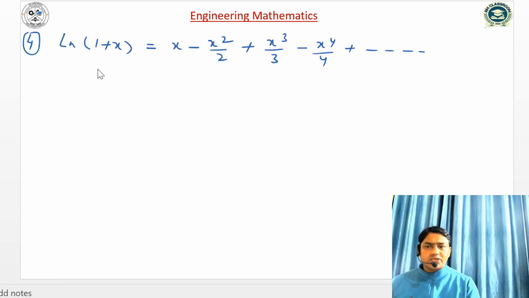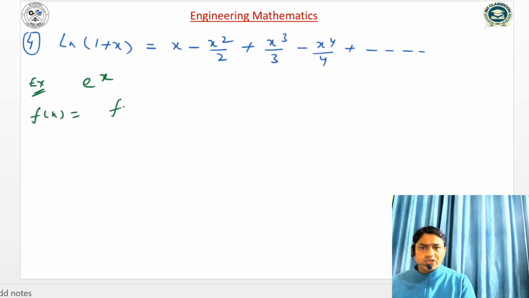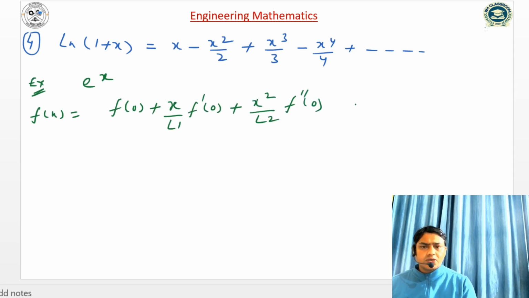Similarly, here the function is ln(1 plus x). ln(1 plus x) is x minus x square by 2 plus x cube by 3 minus x to the power 4 by 4. Now let us take an example of how it comes. I have taken e to the power x, and we have seen that f(x) is equal to f(0) plus x divided by factorial 1 f dash 0 plus x square by factorial 2 f double dash 0 plus x cube by factorial 3 f triple dash 0 plus so on and so forth.